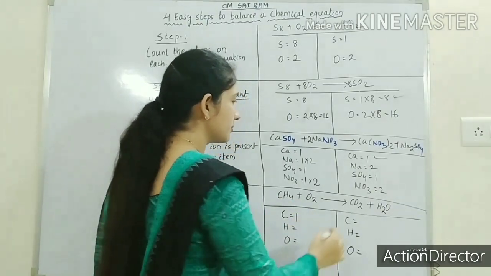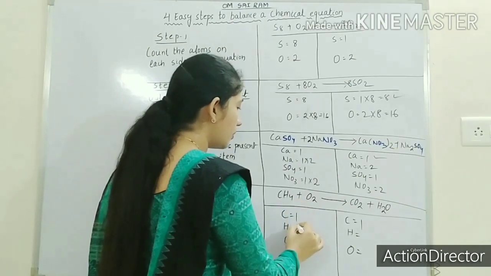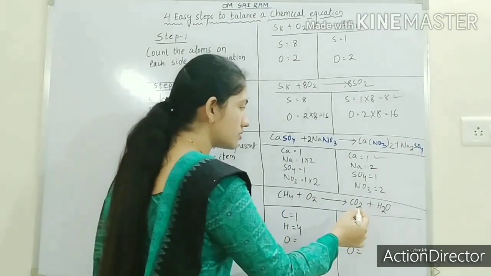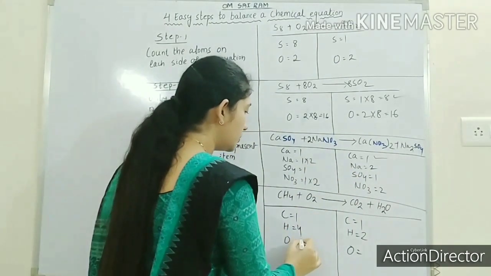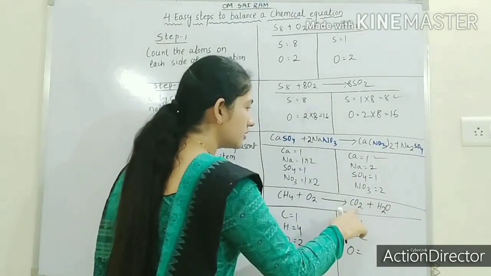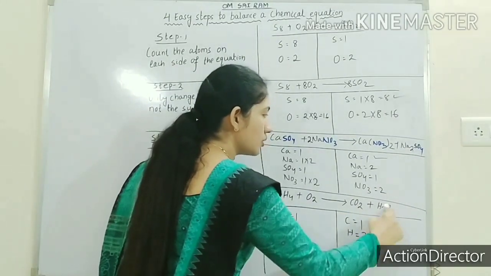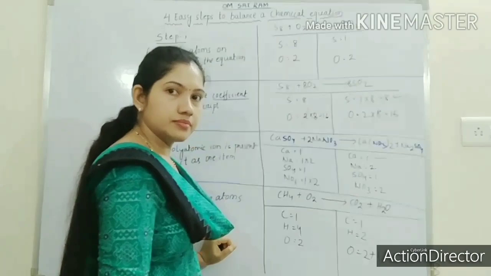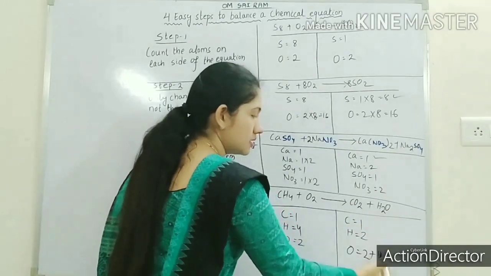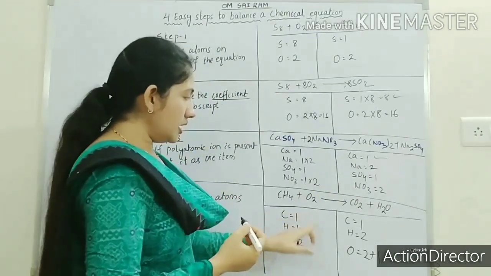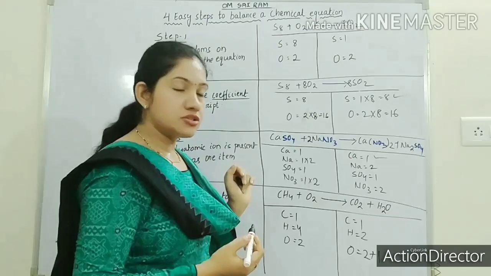Carbon 1. This side also 1. Hydrogen 4. This side how many hydrogen? 2. Okay. Oxygen 2 and oxygen 2 here plus 1 here, 3. Got it? 2 here plus 1 here. This many we got. Now let us check whether it is balanced or not.